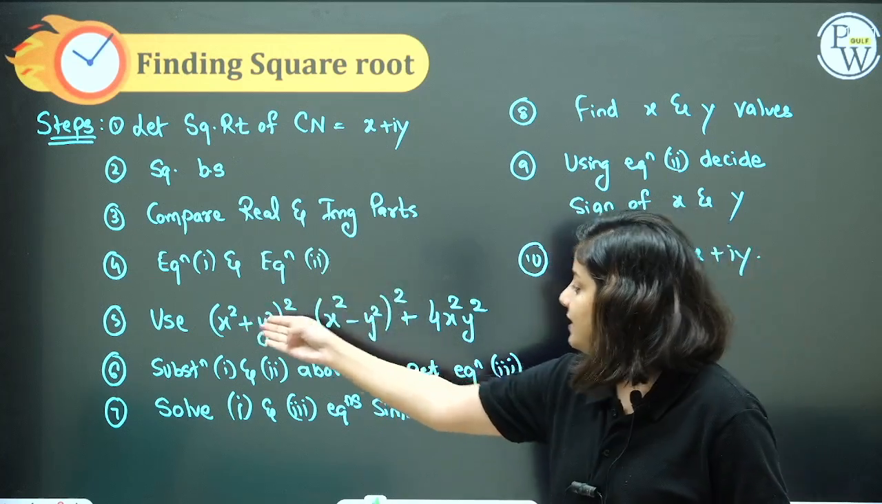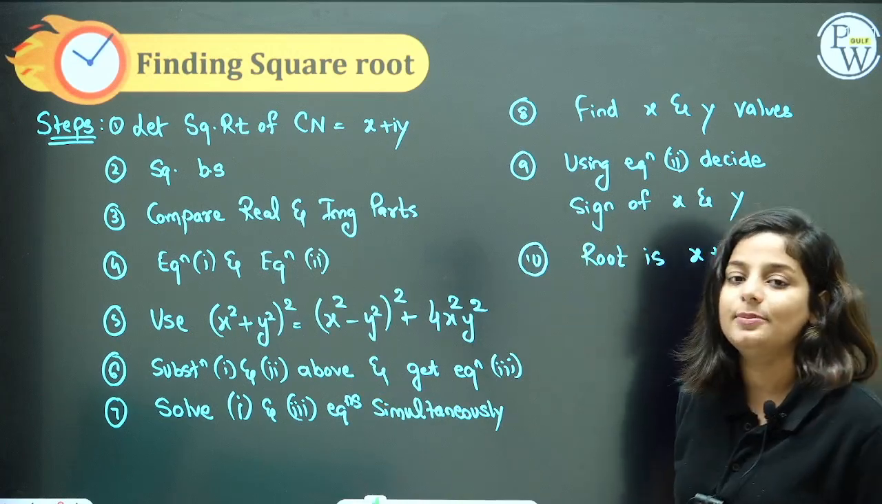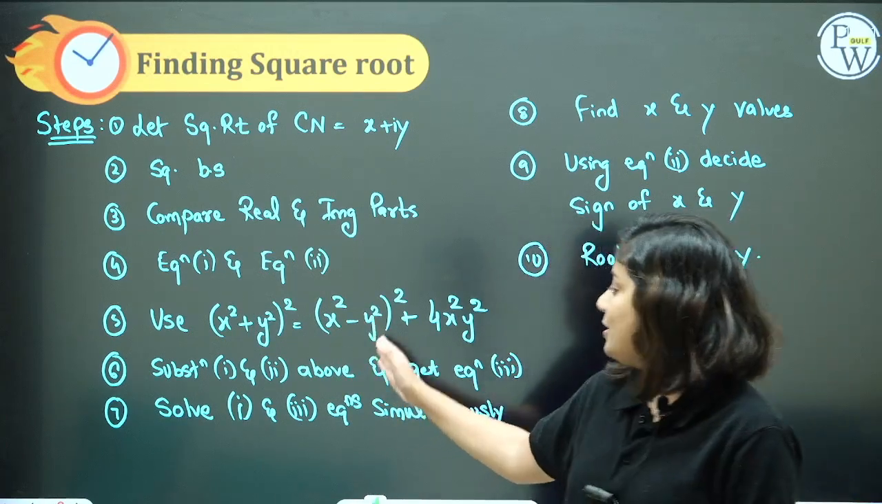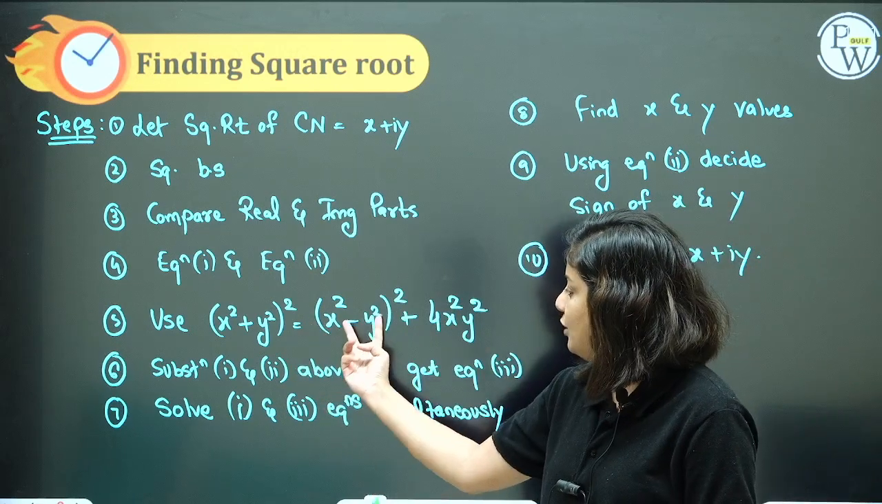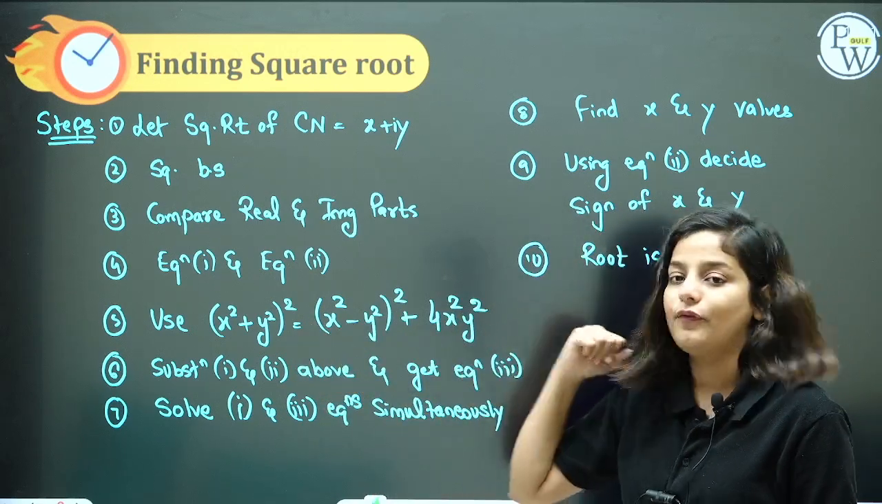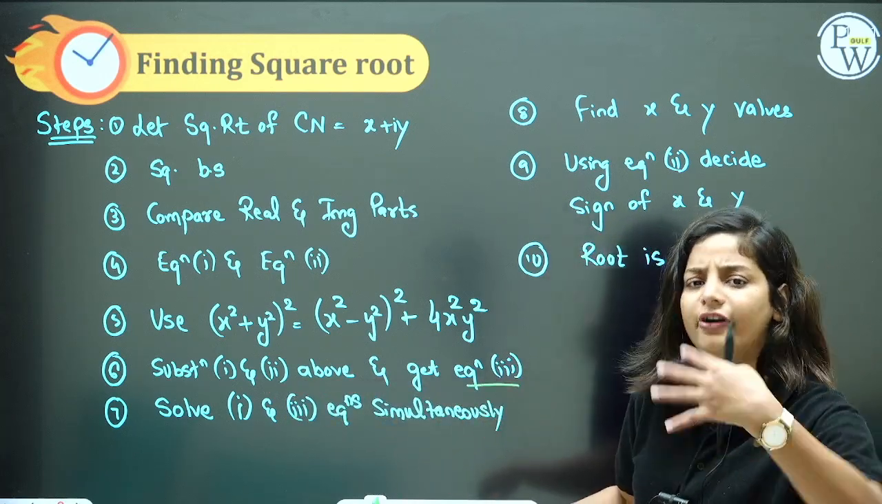And then you will use an identity. This is the fixed identity you are going to use. These 10 steps are fixed. x square plus y square the whole square is x square minus y square the whole square plus 4 times x square y square. Substitute the value of x square minus y square. Substitute the value of 4x square y square. And you will get another third equation.